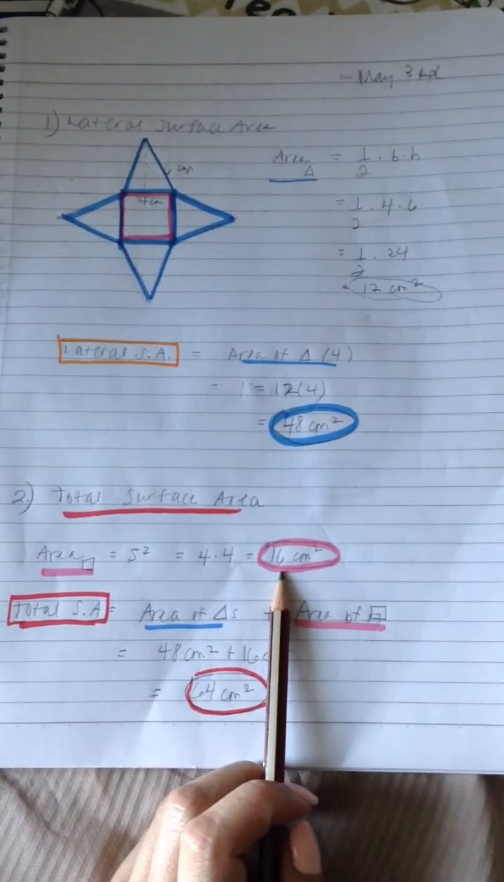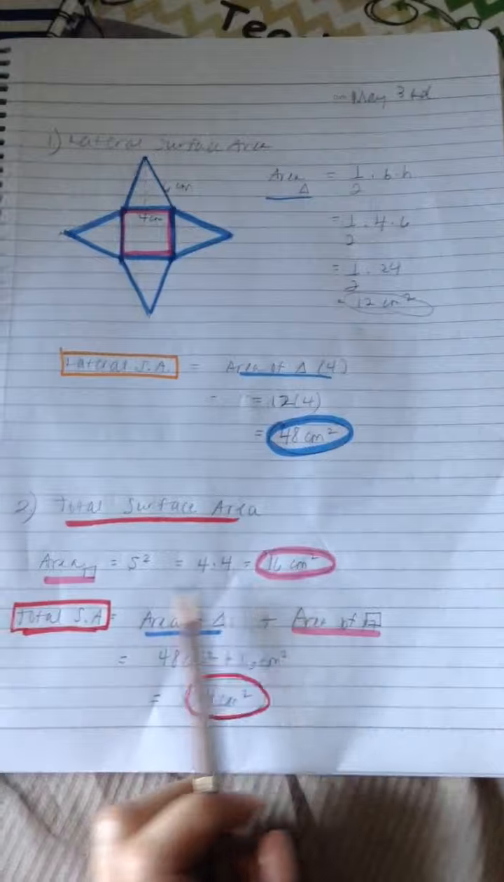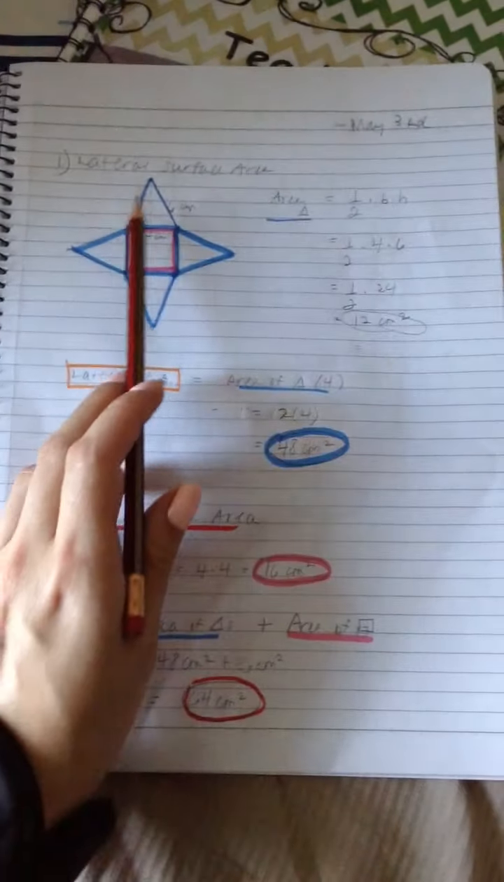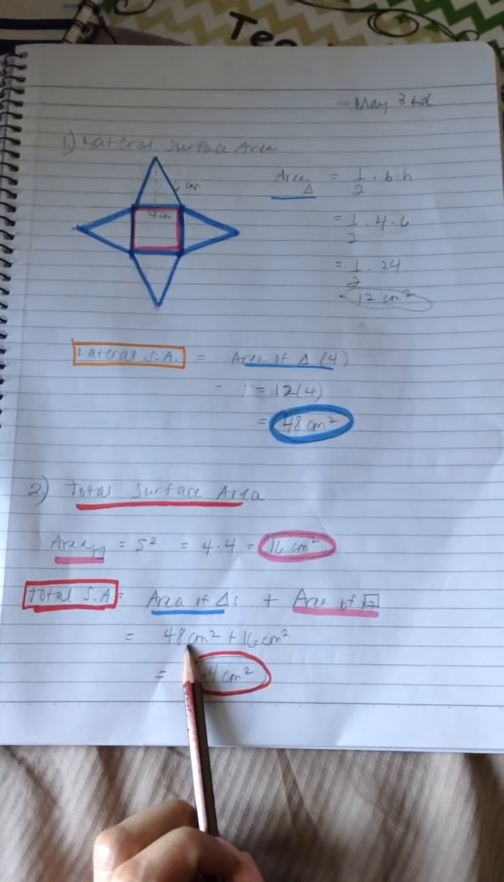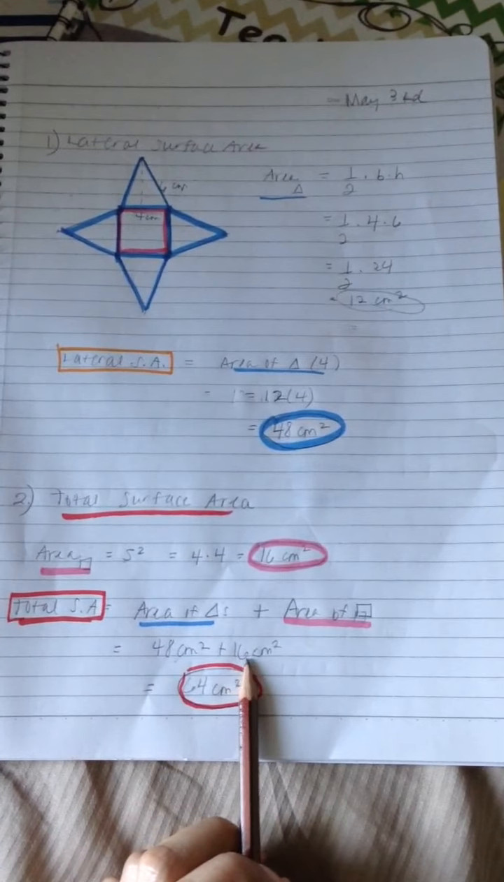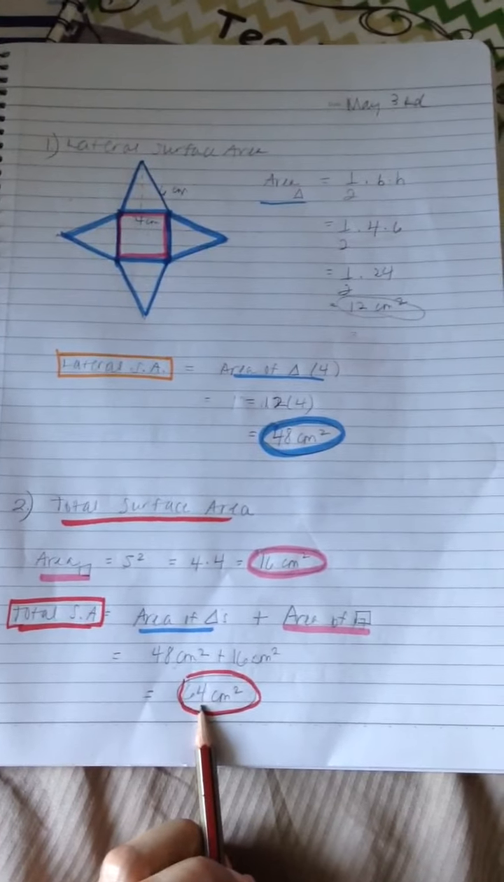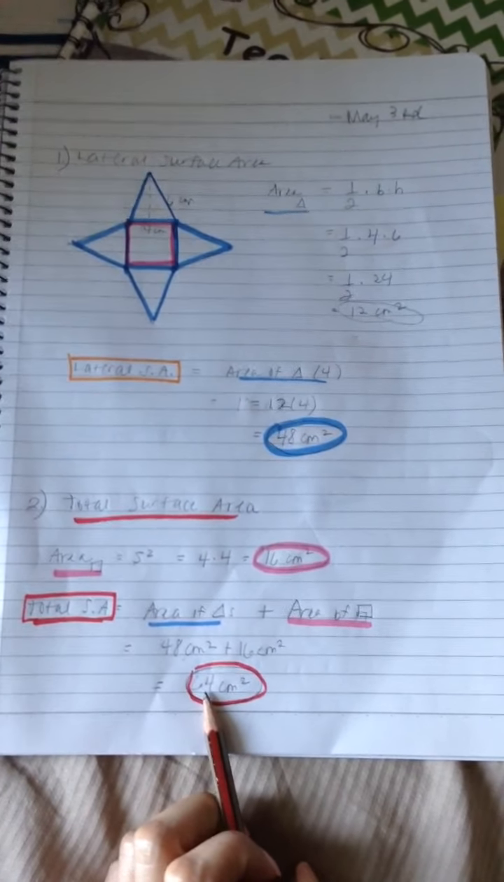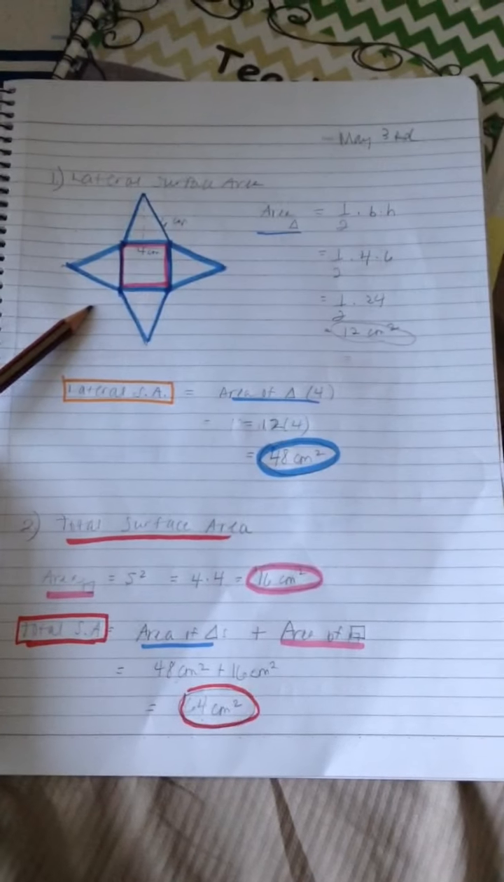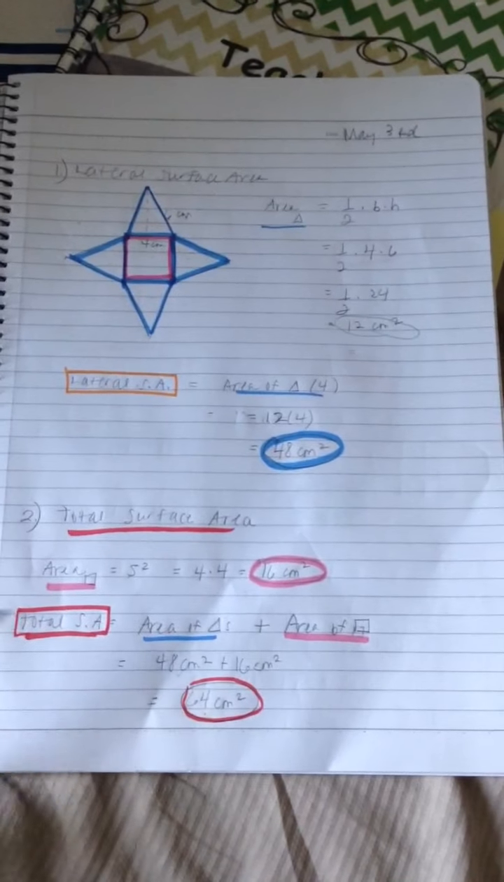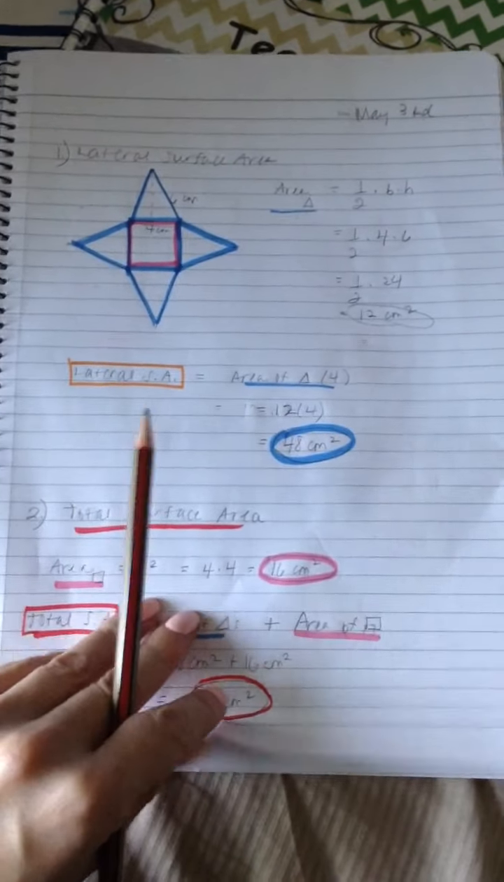16 centimeters squared. Now, to find our total surface area, let's add all of our faces plus our base. We're going to get 48 centimeters squared plus 16 centimeters squared equals 64 centimeters squared. Okay, so our total surface area for this figure here is 64 centimeters squared. Now let's look at the next problem.